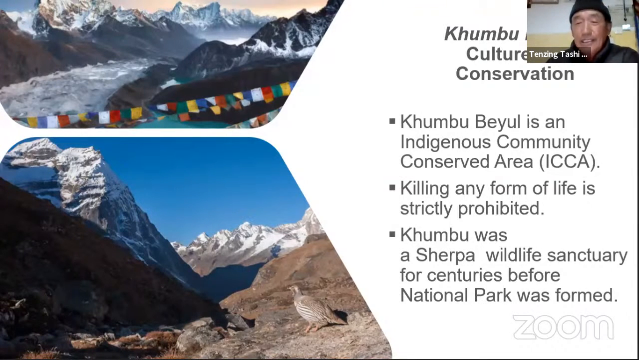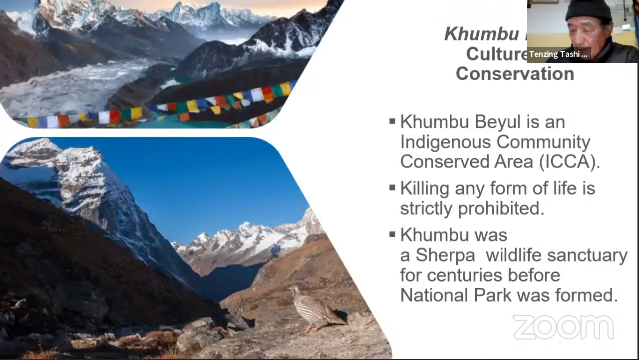That means inside the Bayul there are many monasteries and many secret mountains, lakes, and many things. And inside there, it is not allowed to kill any animals, not even your own animals, and no hunting and no poaching. Not any life is allowed to be killed. And Khumbu was a wildlife refuge of birds and every living thing, many centuries before.